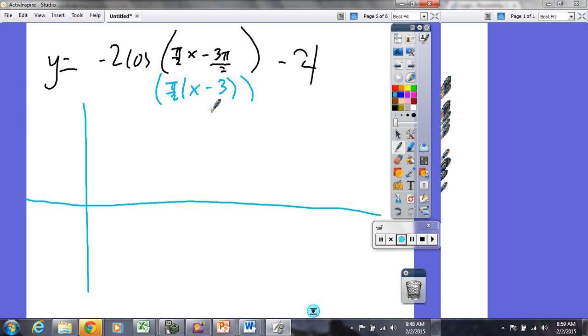Okay, you guys ready? Where do I tell you that I start with? With your midline. So I'm going to start at -4. 1, 2, 3, 4. Okay, I do a dotted line at my midline. Is everybody with me? Then I use my amplitude. What is my amplitude? What is it, James? 2.